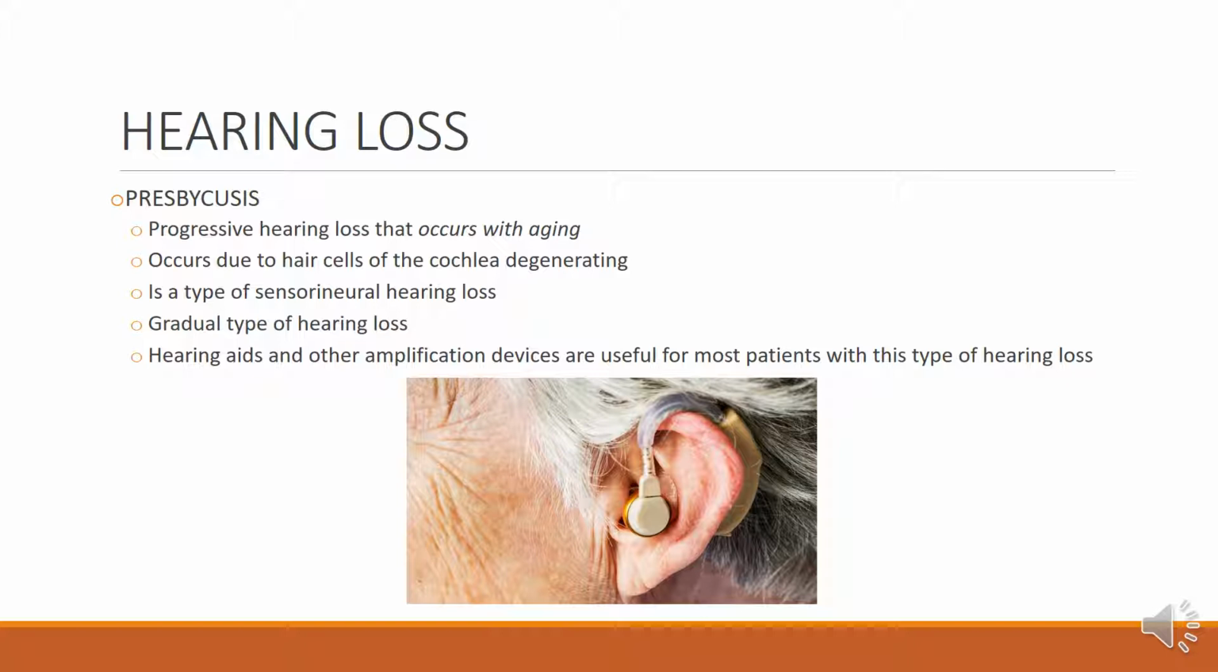And then presbycusis is progressive hearing loss that occurs with aging. It occurs due to the hair cells of the cochlea degenerating. It is a type of sensorineural hearing loss. It's very gradual. And then in this case, hearing aids and other amplification devices are useful. Because of it being the conduction due to the hair cells, it's a little different than if you're looking at just normal sensorineural hearing loss. So again, this type it will help, other types it will not. This is basically just the hearing loss that affects people because of aging.